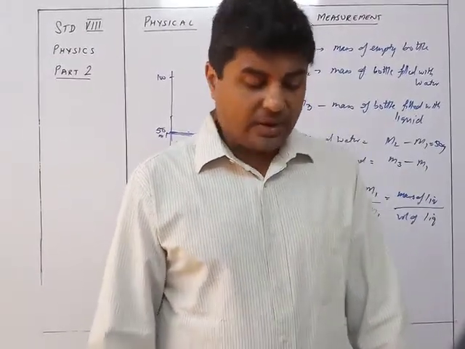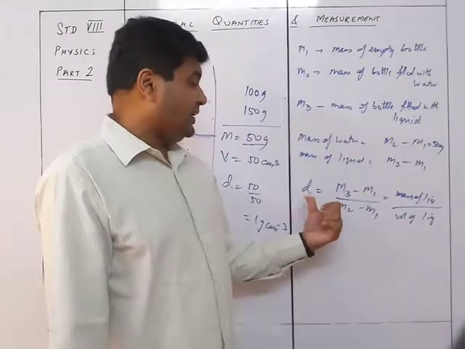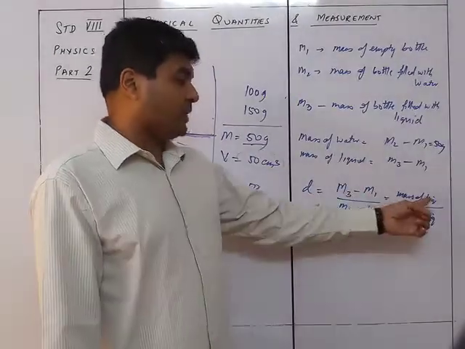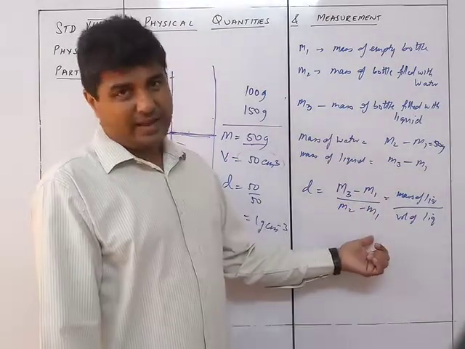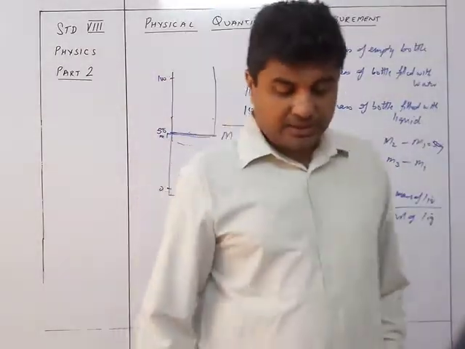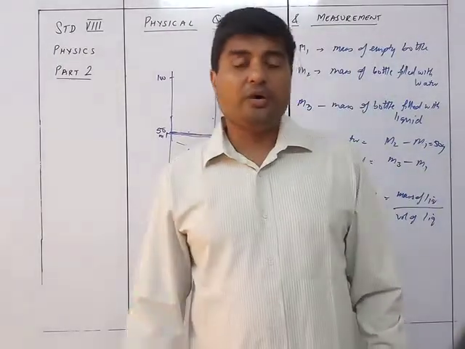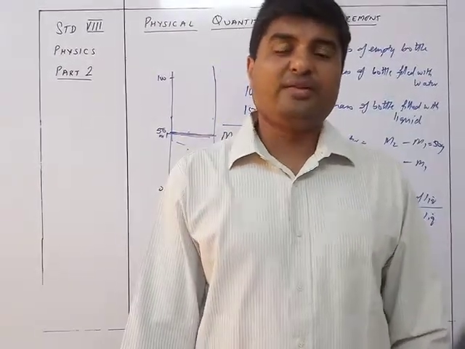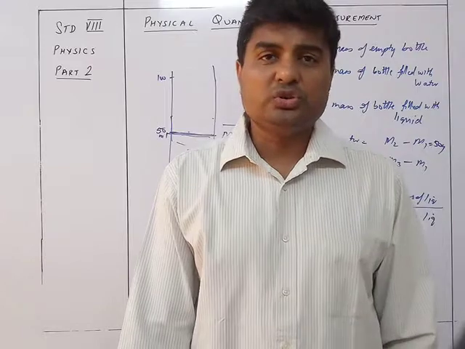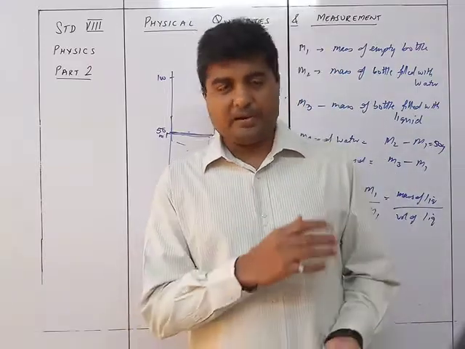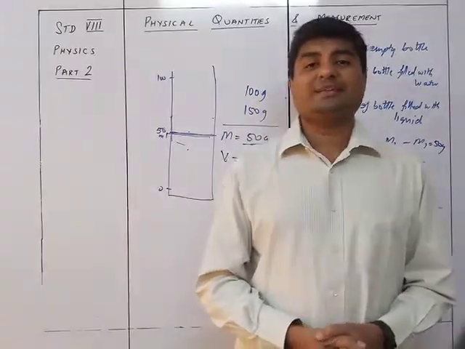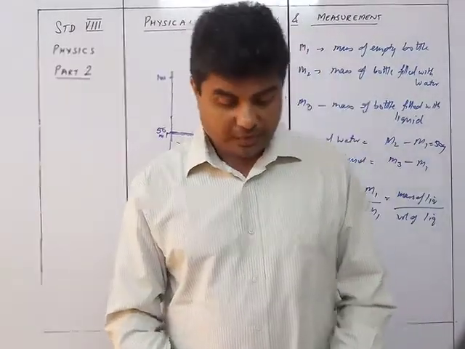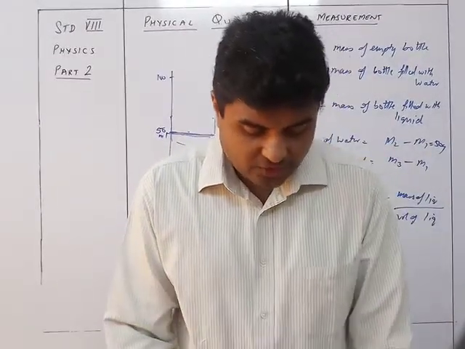See, that is how you are going to use this particular formula. The density is equal to mass of liquid, that is M3 minus M1, upon the volume of liquid, M2 minus M1. Okay, that is the density of a liquid. So to find the density of a liquid, we can use the earlier method, mass of the liquid upon volume of liquid, or we can use a density bottle. Okay, so that was about density of liquid.